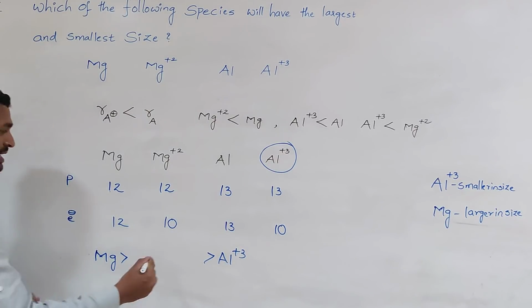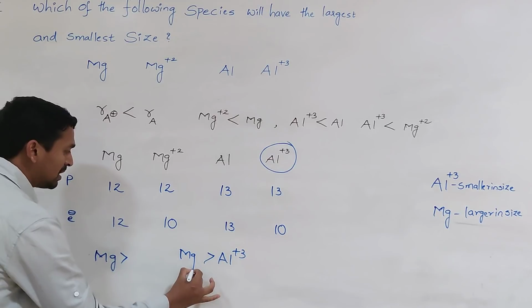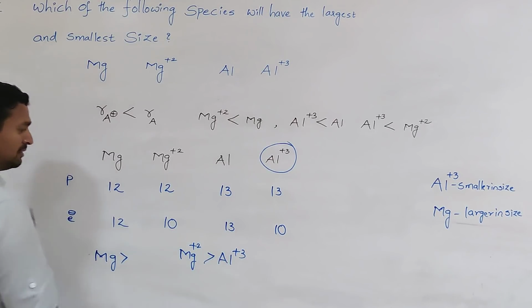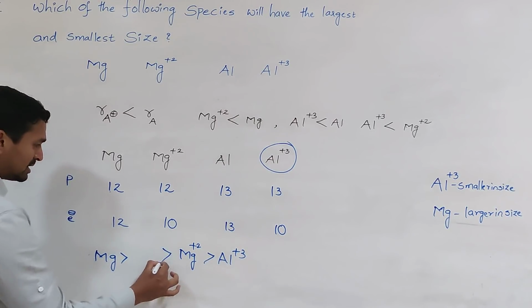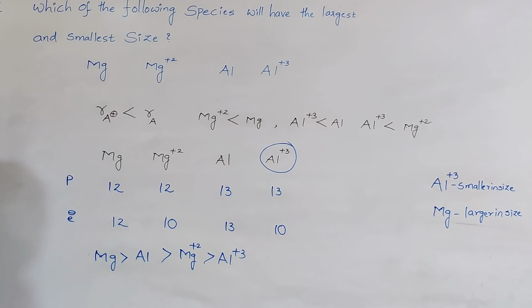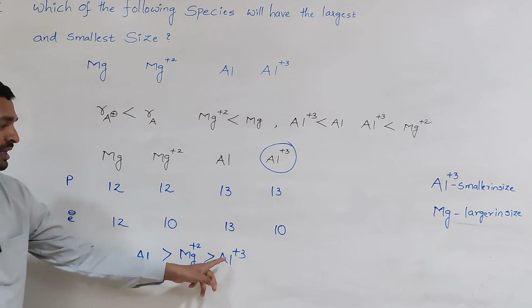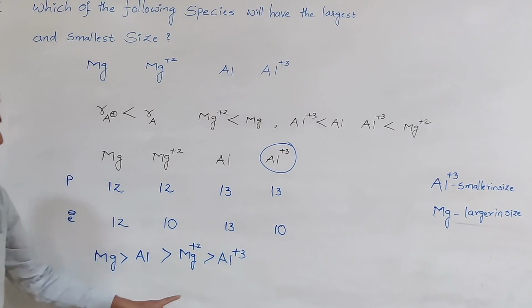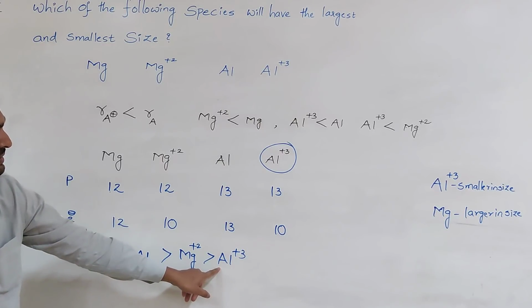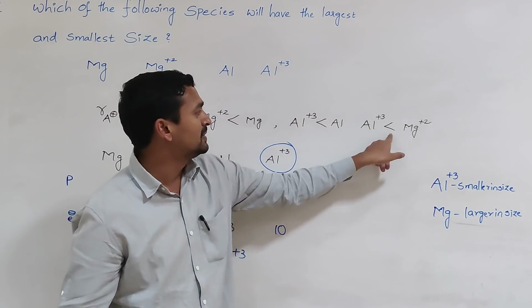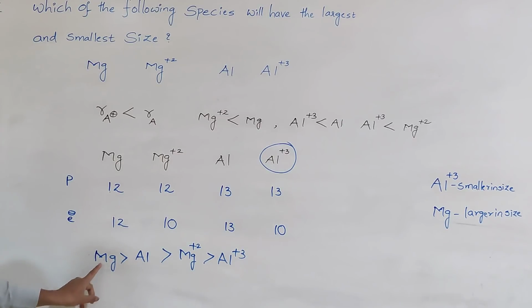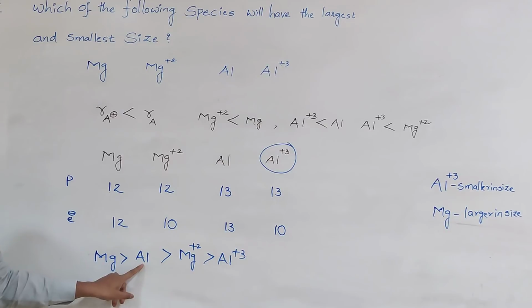That's why magnesium plus 2 is smaller in size as compared to aluminium. So magnesium is greater than aluminium, greater than Mg plus 2, greater than Al plus 3. So we conclude Al plus 3 is less than Mg plus 2. Mg is greater than aluminium, because as we move from left to right, atomic radii simply decreases. That's why magnesium is larger in size.